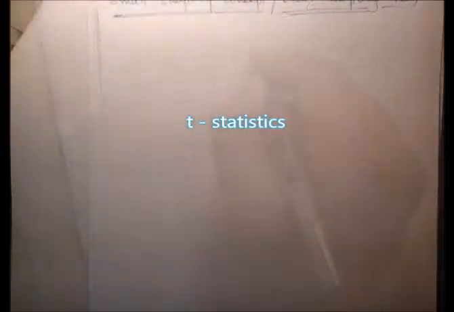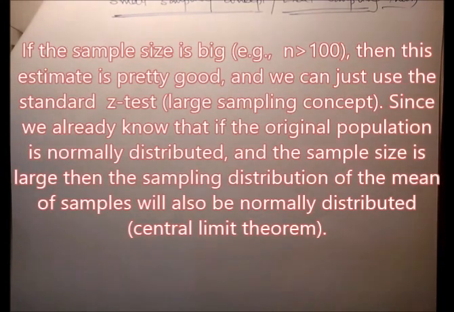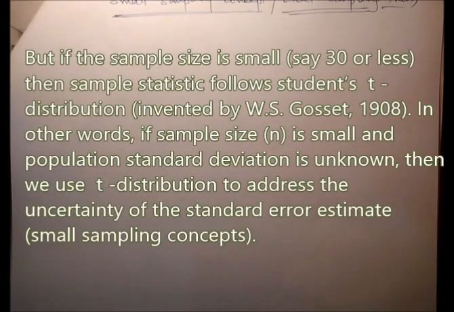If the sample size is big, then the estimates are pretty good, and we can just use the standard Z-test, the large sampling concepts, since we already know that if the original population is normally distributed and the sample size is large, then the sampling distribution of the sample mean will also be normally distributed. But if the sample size is small, say 30 or less, then the sample statistic follows Student's t distribution. In other words, if the sample size is small and the population standard deviation is unknown, then we use the t distribution to address the uncertainty of the standard error estimate. That is called small sampling concepts.